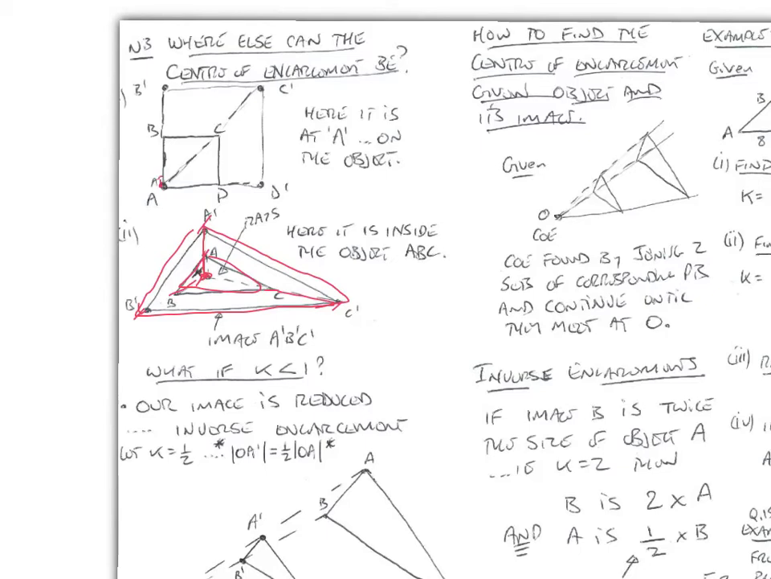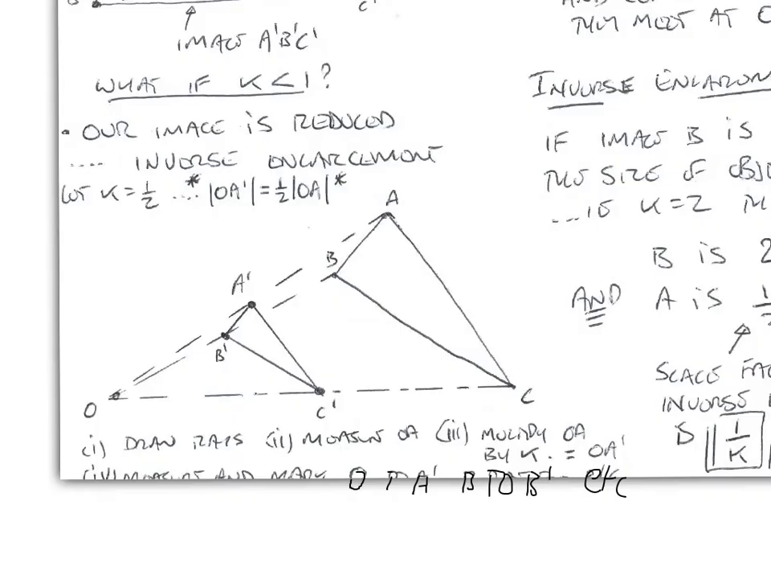And actually here you can see that when the centre of enlargement is on the object at that point A, then the point A is also A prime. So what if our scale factor is less than 1? Well, if it's less than 1, our image will be reduced, and a reduced image is known as an inverse enlargement. So let's say K was equal to a half, then our image side would be equal to half the length of its corresponding object side.